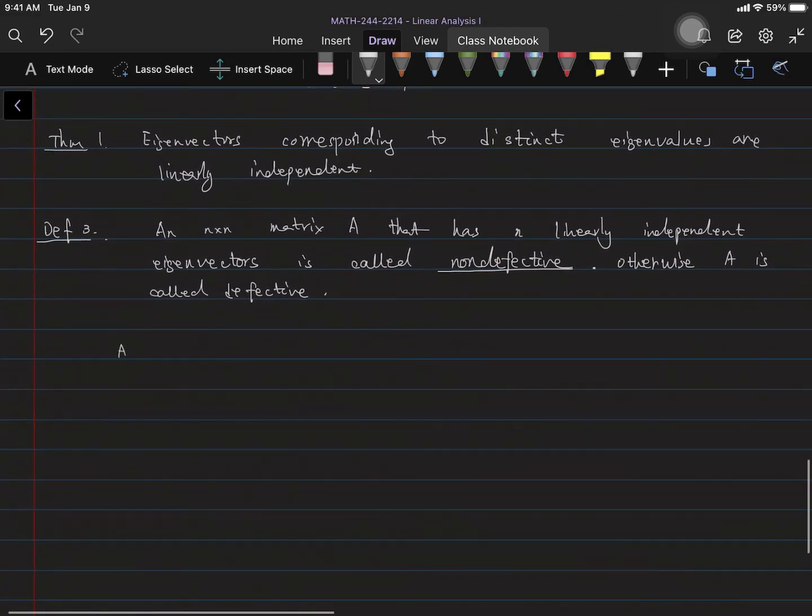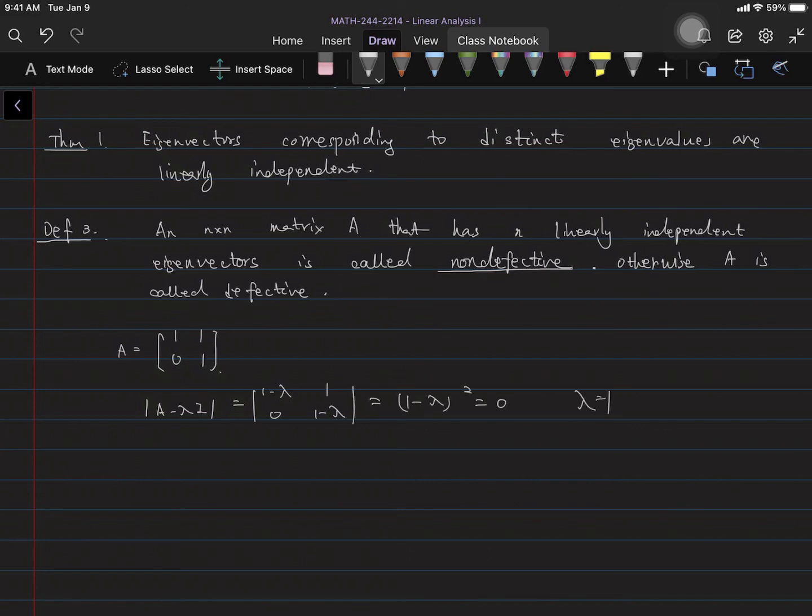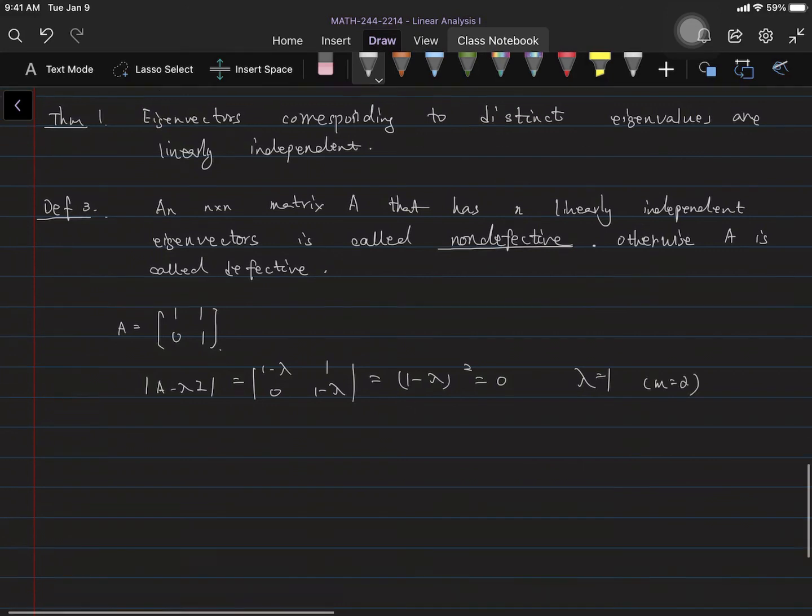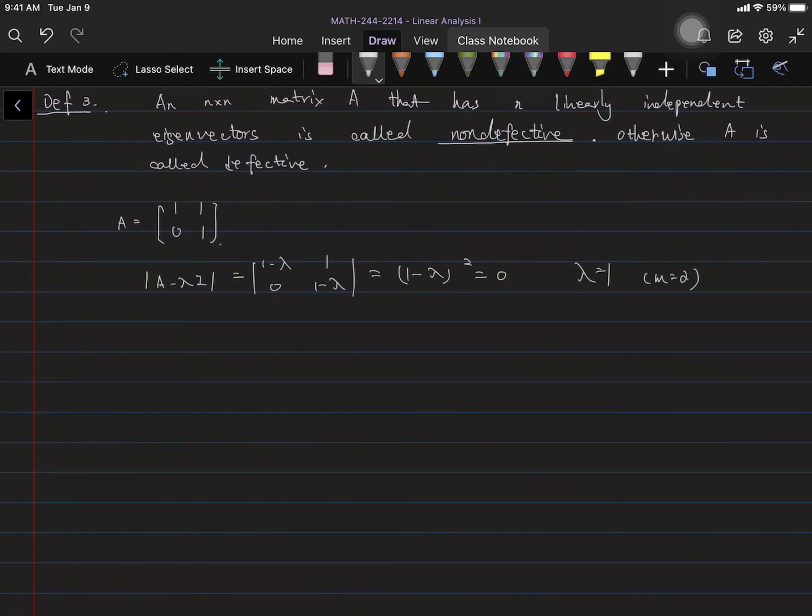Okay, defective. I'm going to show you an example of what a defective matrix looks like. Let's see. If we have a matrix 1, 1, 0, 1, after we solve this, you can see A minus lambda I for this one should be 1 minus lambda, 1 minus lambda, 1, 0, and this is pretty easy to solve, right? So lambda equals 1 with multiplicity equals 2, and we plug 1 into this matrix. So it becomes 1 minus 1, 0, 1, 0, 0.